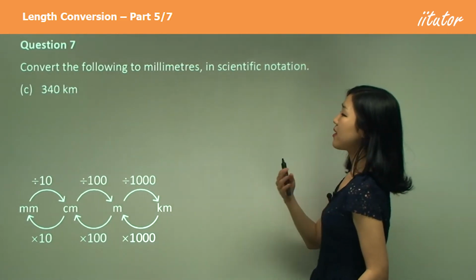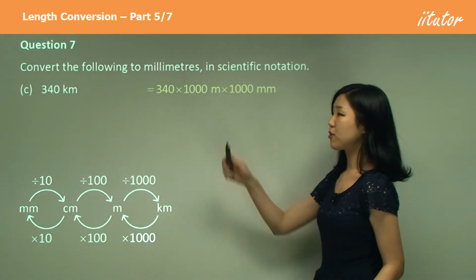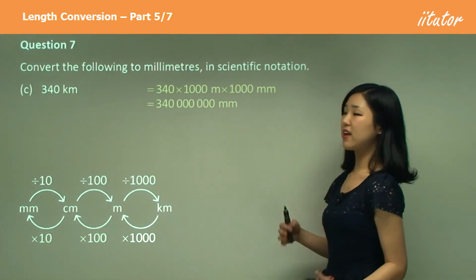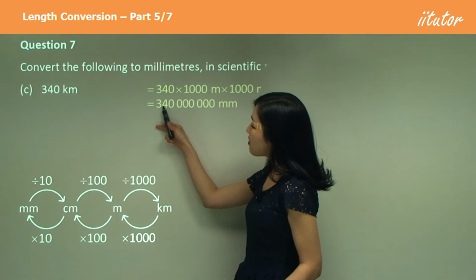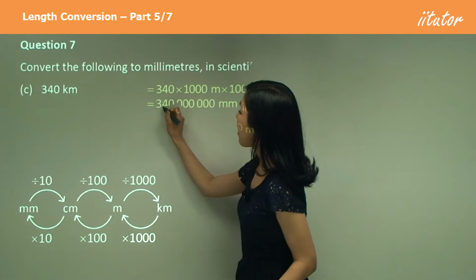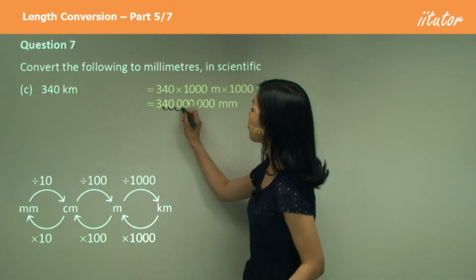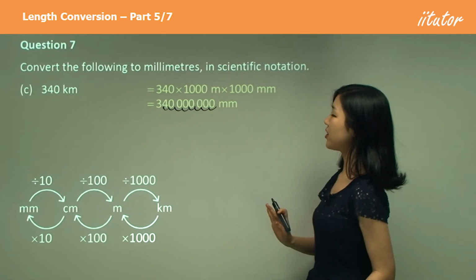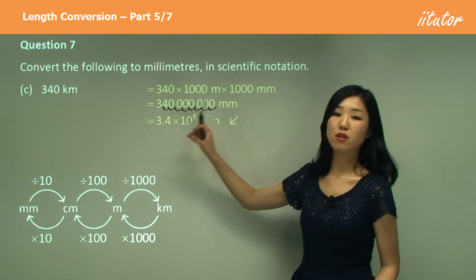Okay, again, same thing, times by 1,000 2 times, because it's kilometres to millimetres, exactly the same thing as A and B, which means you're going to get a lot of zeros. But we want to put the decimal in front of the first number all the time. So if I put the decimal there, we need to go 1, 2, 3, 4, 5, 6, 7, 8 times. So in your scientific notation, it will be 3.4 times 10 to the power of 8.